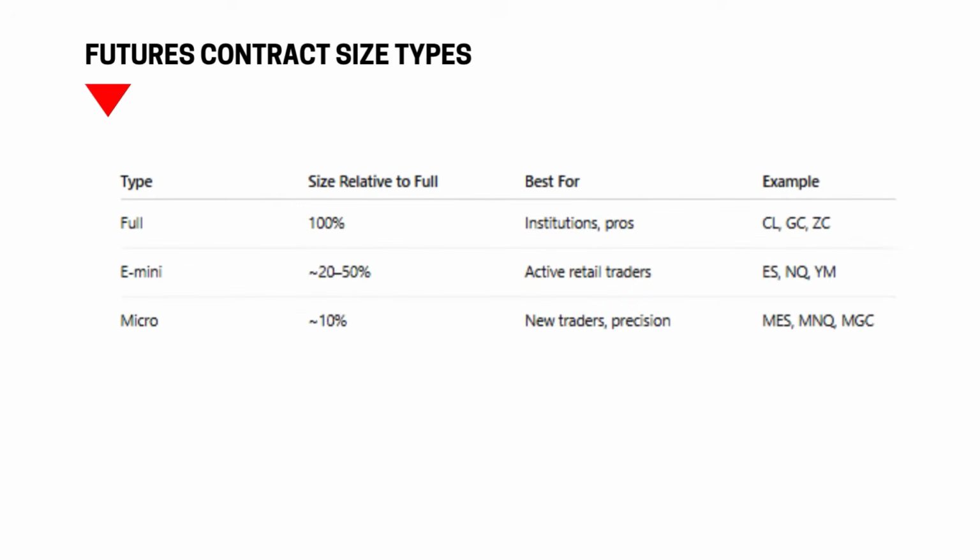So let's just summarize futures contract size. You can see the full there, that's 100% of the value, and it's best for institutional traders, pros. Got some examples of tickers there on the right hand side. Then the E-mini in the middle, 20 to 50% of the relative full size, and then micros normally 10% of the full size. Great for new traders and precision. Some examples there. Notice the M in front of the ticker to signify that it's a micro.